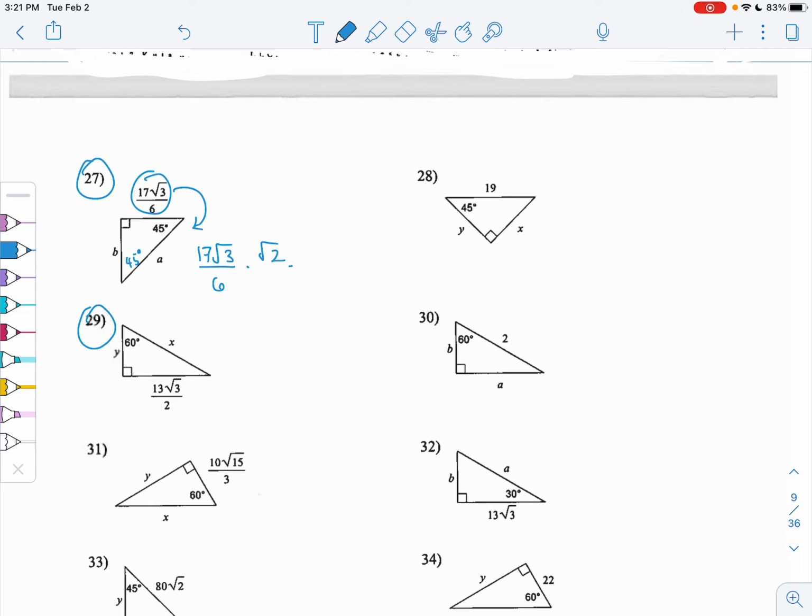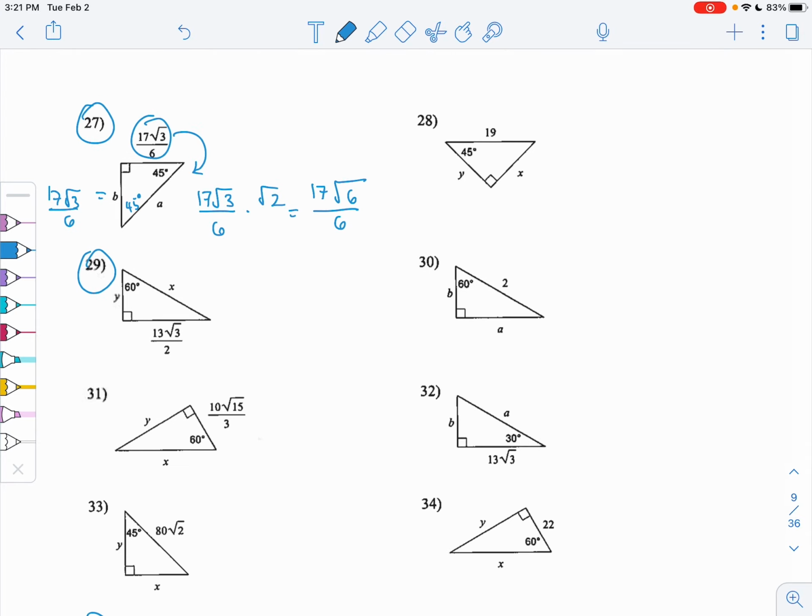So if we see here that we have 17 on the outside, rad 2 times rad 3 is multiply. It means that they get married, put them underneath the same house. So 3 times 2 is 6. 17 rad 6 over 6 would be your hypotenuse. The other leg, because it's a 45, 45, 90 triangle, is equivalent to the 17 rad 3 over 6 that was given to us at the beginning.